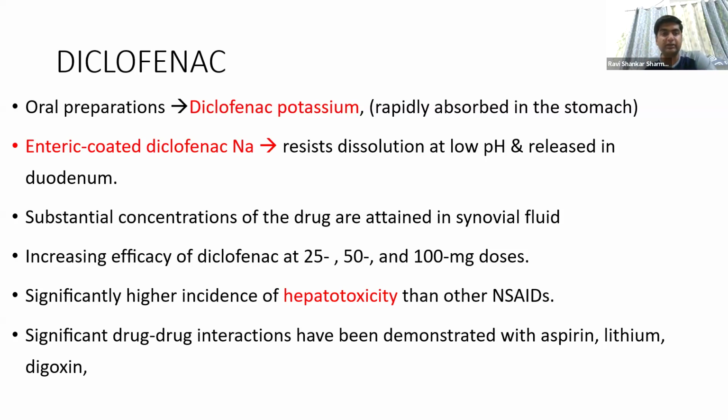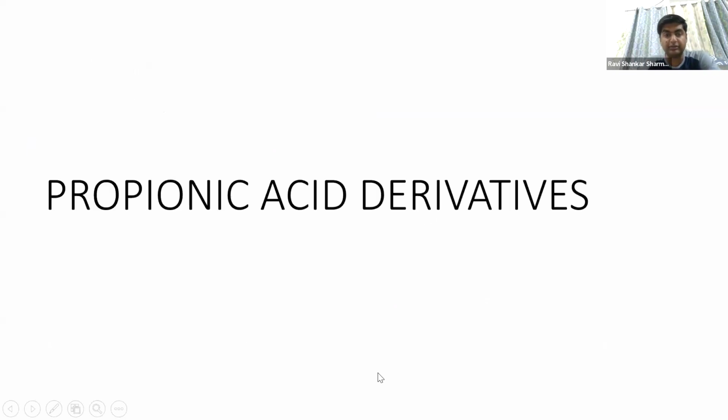Okay. Then the diclofenac. Diclofenac, yes, 50 milligram dose tablets you can use. It is one of the most commonly available over-the-counter drugs. Sometimes enteric coated diclofenac is available, which resists dissolution at lower pH, especially in the stomach, and thereby is released in the duodenum. So there is a lesser incidence of gastritis in this case. And when you are using it for a longer duration, definitely you are going to get hepatotoxicity.